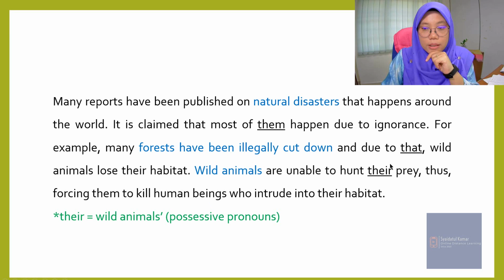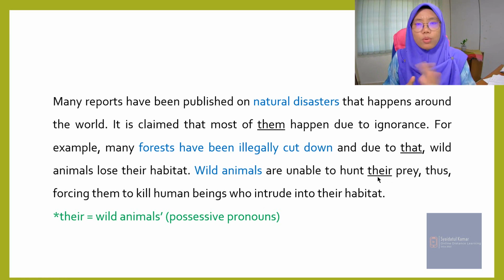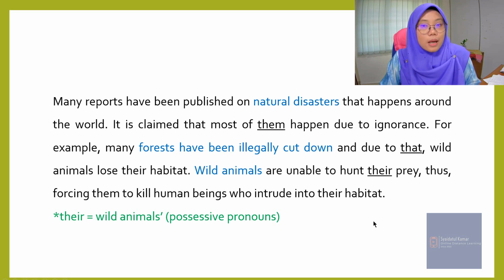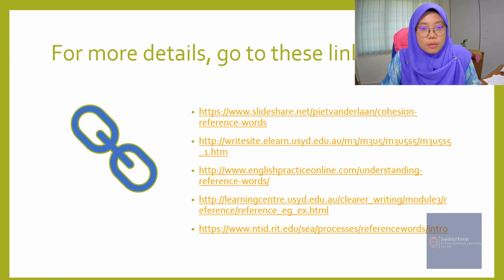And next, the word their, in their prey. So their means possessive pronouns. It means ownership. They own that thing. So the sentence here: wild animals are unable to hunt their prey, thus forcing them to kill human beings who intrude into their habitat. So the word their, which means who, is referring to wild animals. So the note here, the answer must be in this form, wild animals' with an apostrophe, because it is a possessive pronoun. So that is how you should answer the questions when it comes to reference words.